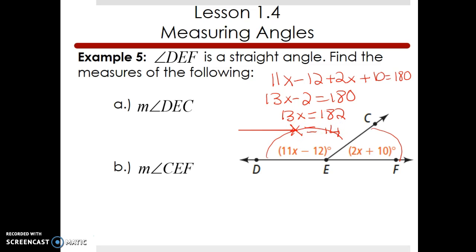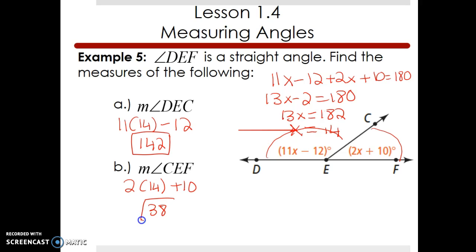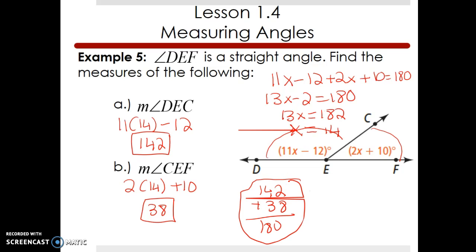So I get x equals 14, but now I have to plug it in. So 11 times 14 minus 12 gives me 142. And then 2 times 14, that's 28, plus 10 gives me 38. And a good check is, do they add up to 180? Well, yeah, 142 plus 38 gives me 180. So that is my check.